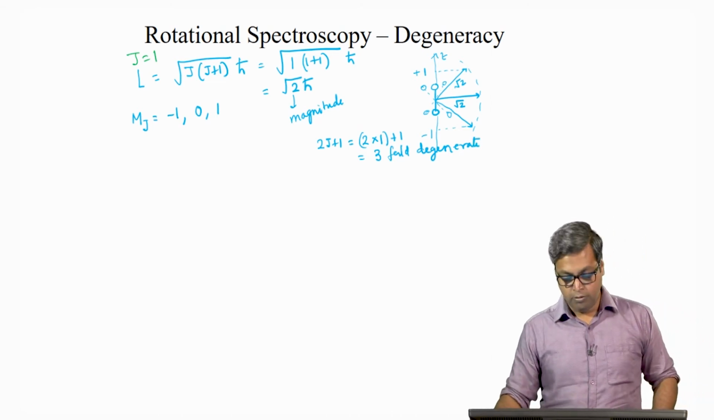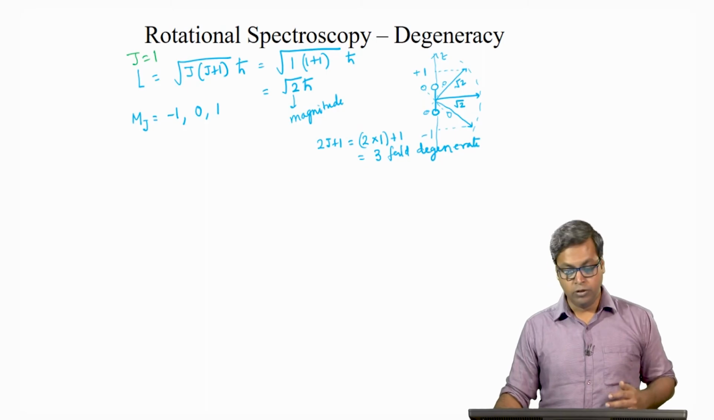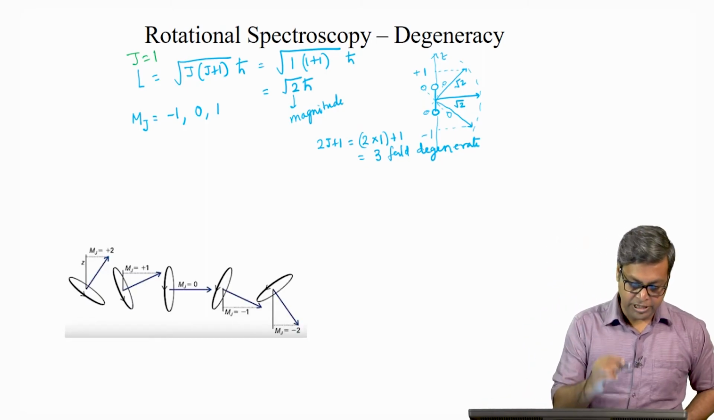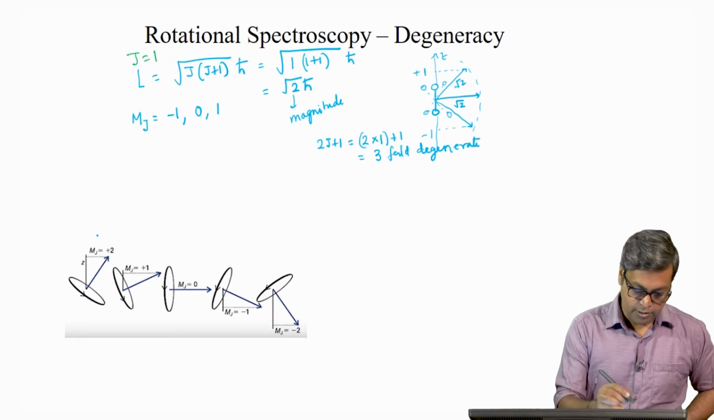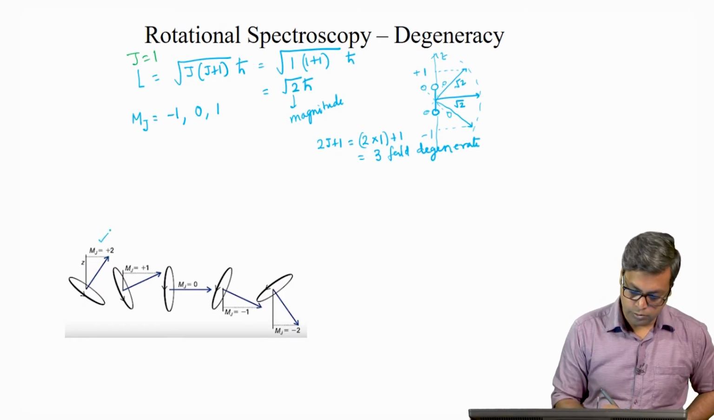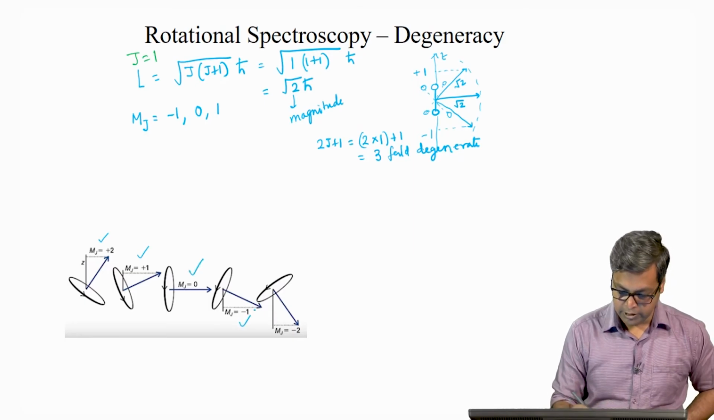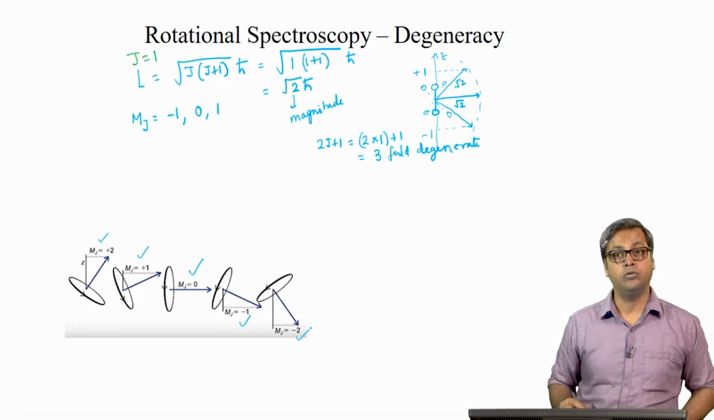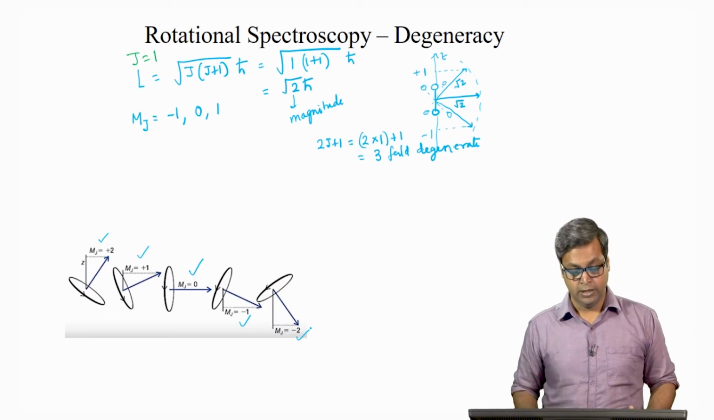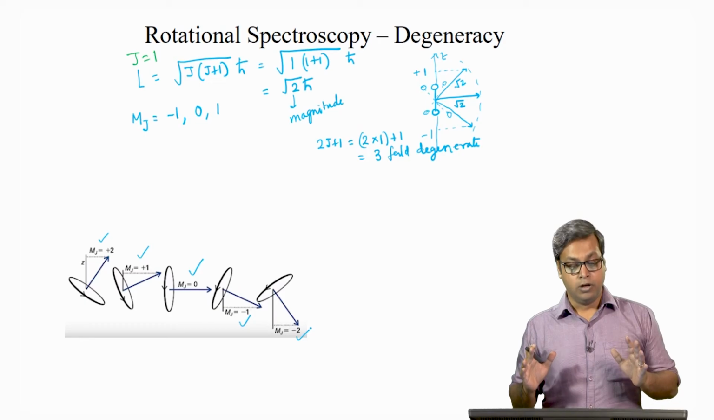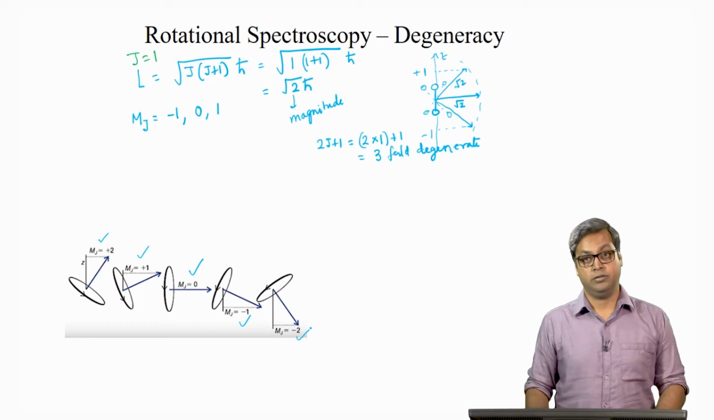So, now let us look into j equals 2. For j equals 2, m j can take values of plus 2, plus 1, 0, minus 1 and minus 2. So, which makes j equals 2 5-fold degenerate.